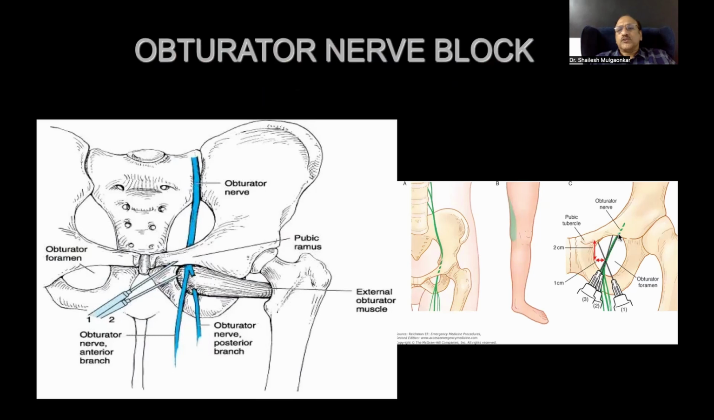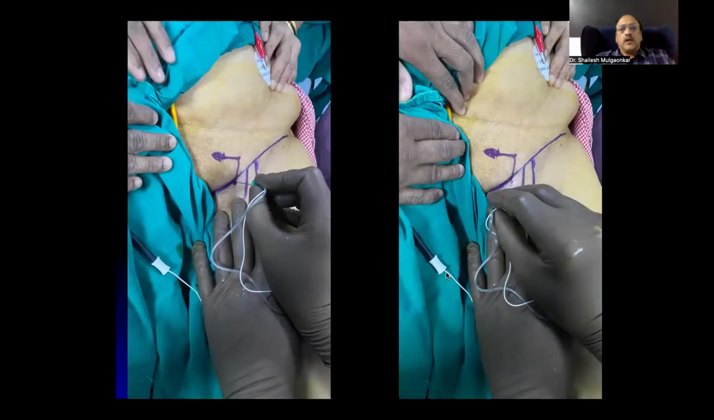Now, there are different approaches for the obturator nerve block. The main landmarks are the pubic tubercle, the superior pubic ramus, and the inferior pubic ramus. So this is the pubic tubercle. Draw a line laterally for about 2 centimeters and caudally 2 centimeters. This is the point of insertion.